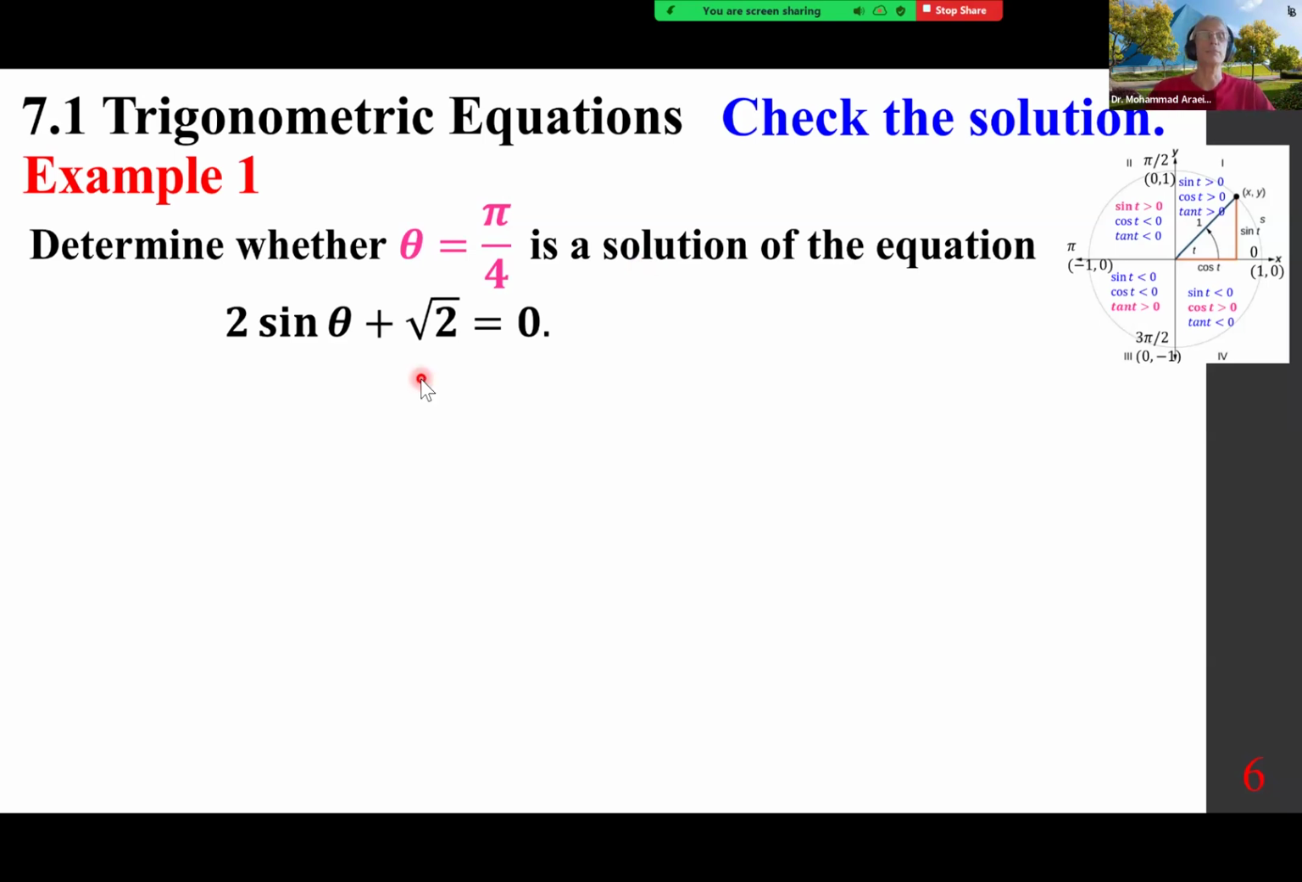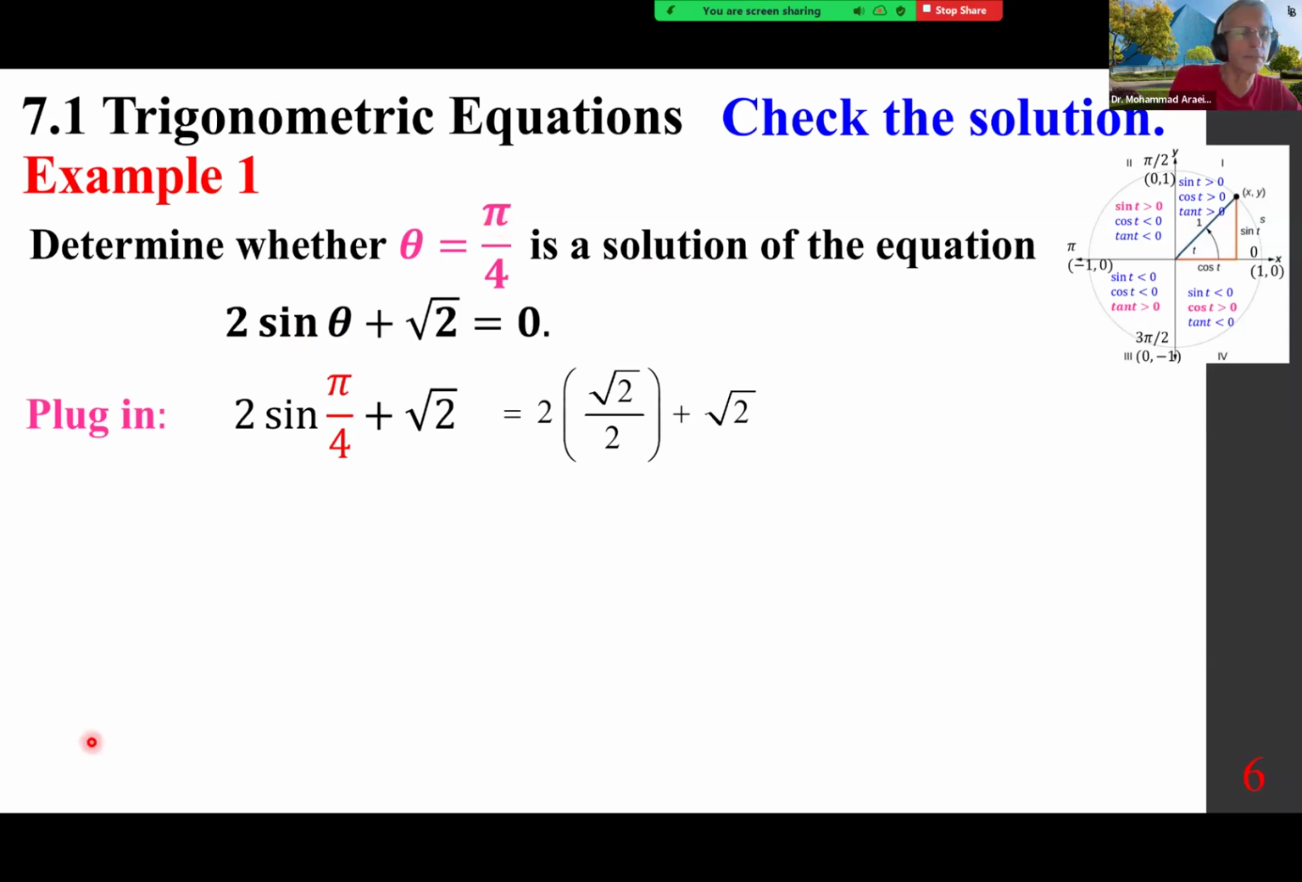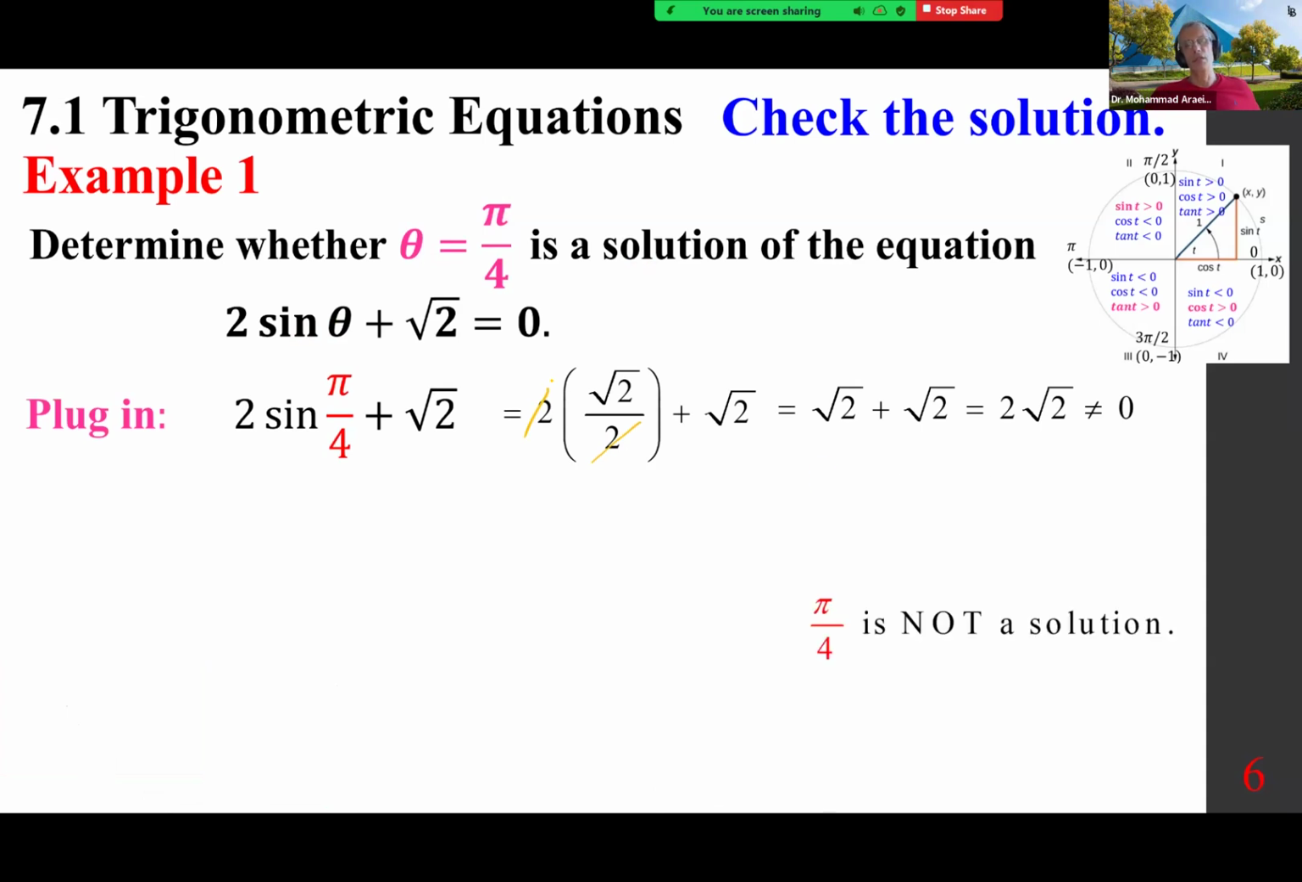We are going to plug it in. 2 sine theta, 2 sine of pi over 4. We know sine of pi over 4 is square root of 2 over 2. When we plug in, we get square root of 2 plus square root of 2, which is 2 square root of 2. It's not equal to 0. Therefore, this is not a solution.